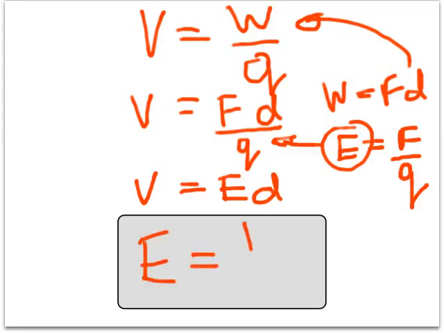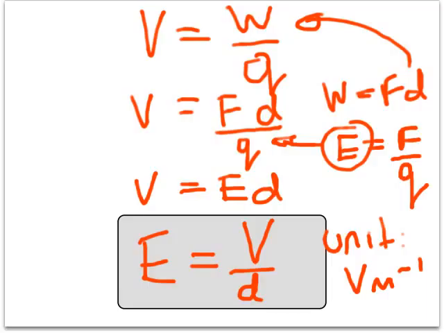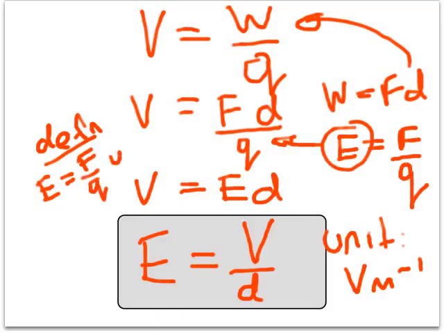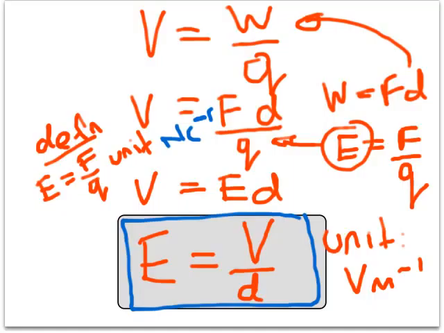We actually now have another formula for electric field strength. What are the units of this one? Well, what's V? V is volts, and D is meters, because it's a distance, so it's volt per meter. So remember the defining formula for electric field strength equals F divided by Q, and the unit from that is newtons per coulomb. However, in this case, we've got another formula, E equals V over D, with the unit volts per meter.